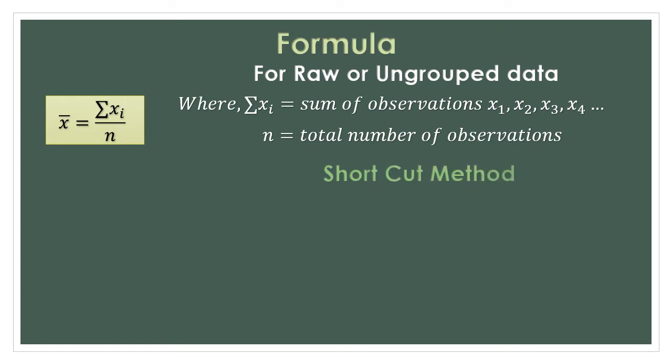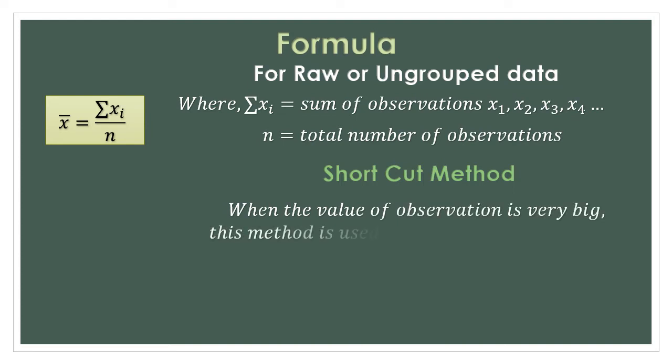But then there is a shortcut method for that. This shortcut method is used when the value of observation is very big, to make the calculations easier. So when the values given in the questions are very big, for example in hundreds or thousands or something like that, at that time doing oral calculations becomes difficult. And you should remember that these methods were developed in the era where calculators were not there. So naturally people used to do them orally or by writing them down on paper. So shortcut methods were developed to shorten the calculations and make them easier.